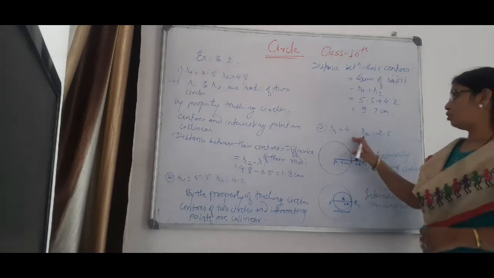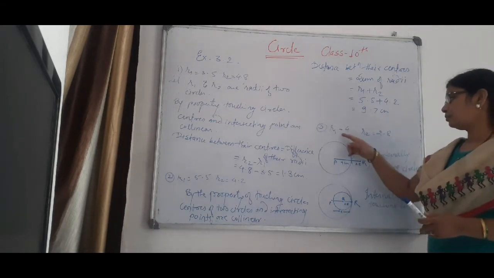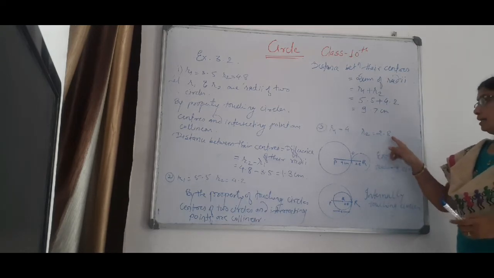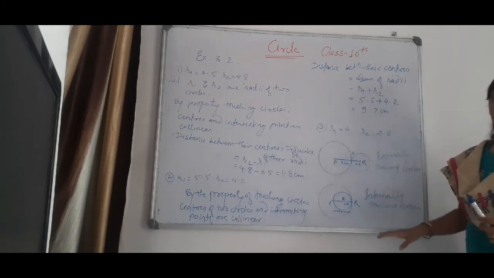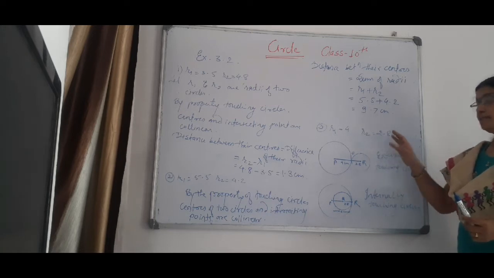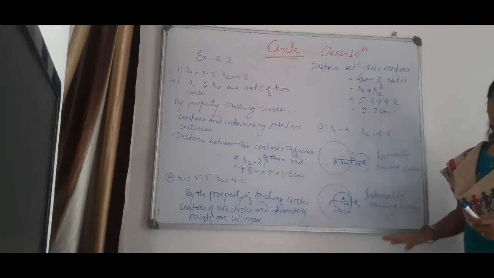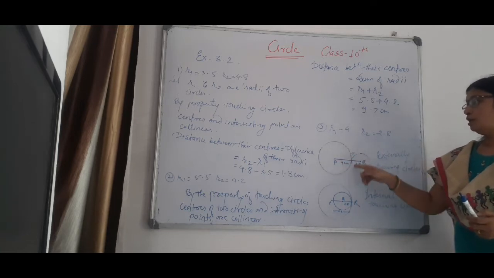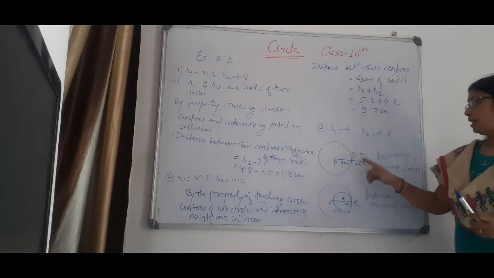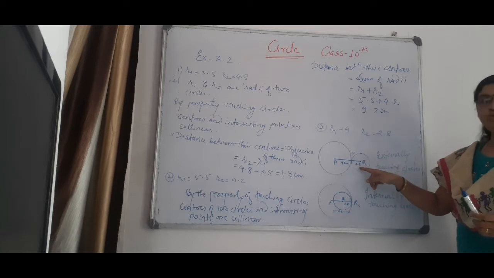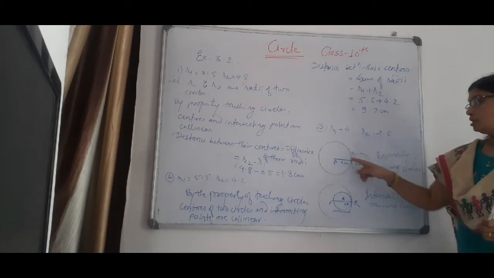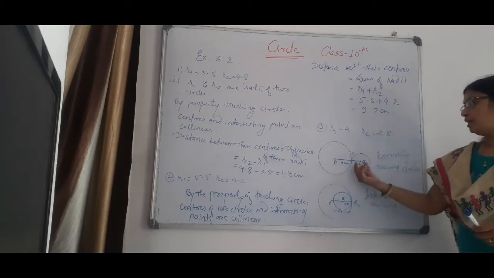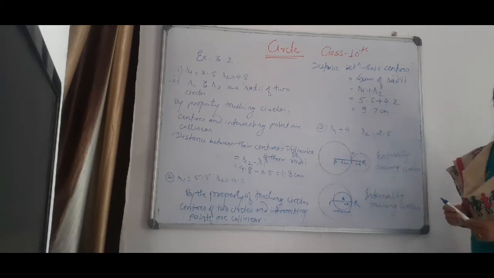Now see the third problem. What is given here in the third? R1 is 4 and R2 is 2.8. Now here you have to draw the figure by using the radii, for externally touching circles and internally touching circles. For externally touching circles, first draw a circle with radius 4 and then draw a circle with radius 2.8. Both circles touch at point O. Here you take radius 4 and here you take radius 2.8.